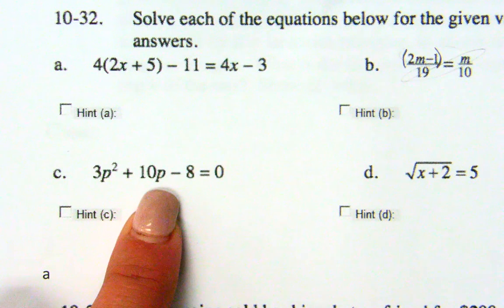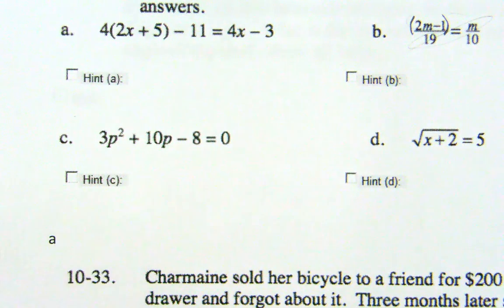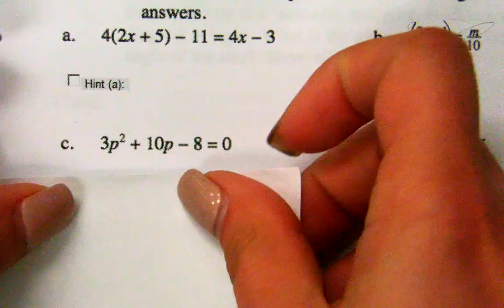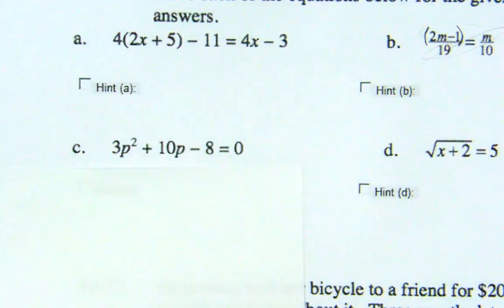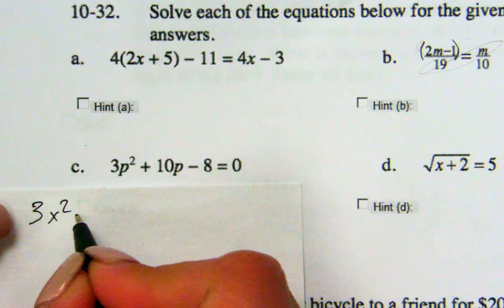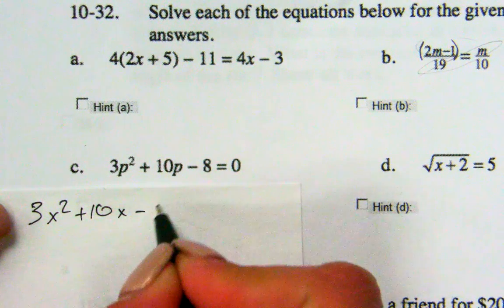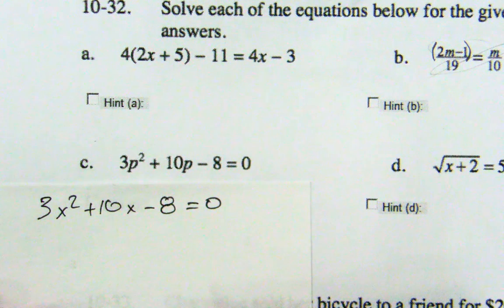Does anyone need any help on C? Okay, so on part C, what you're going to do is figure out how to solve for P. If you don't like P, then you can just change it to x's. So 3x squared plus 10x minus 8 equals 0. And, I don't know, complete the square. Probably not the best idea, actually.